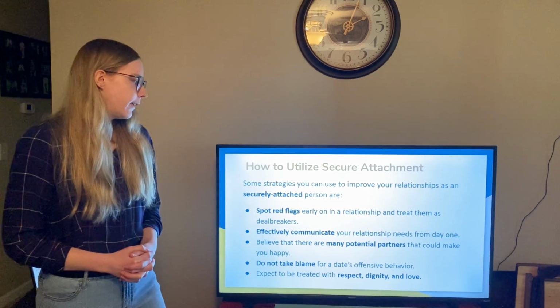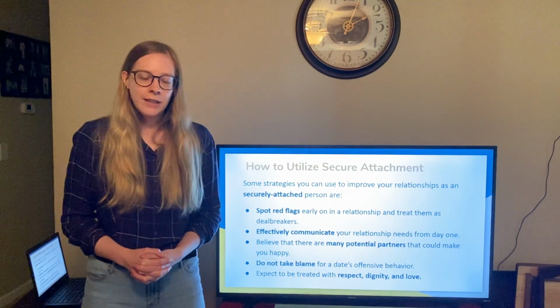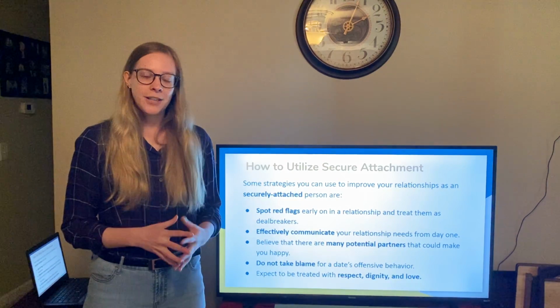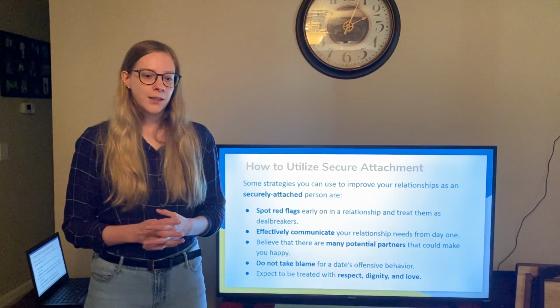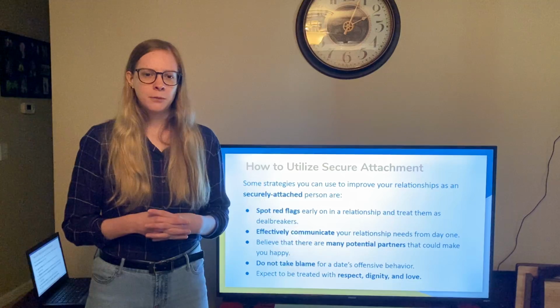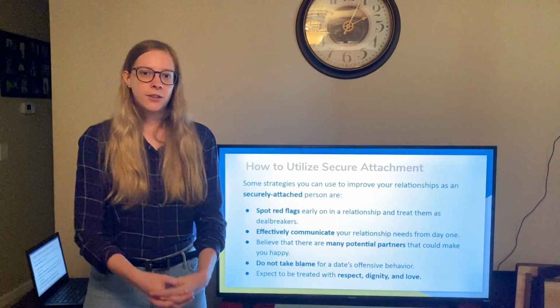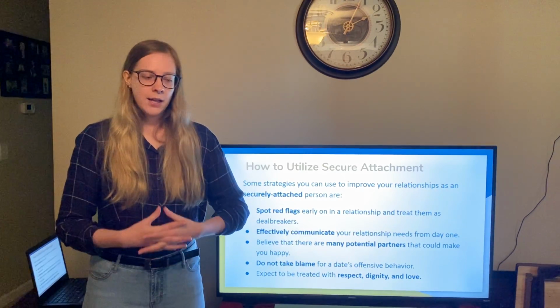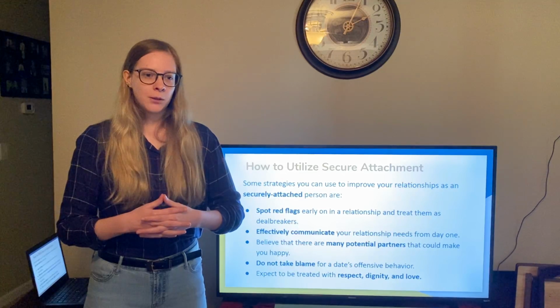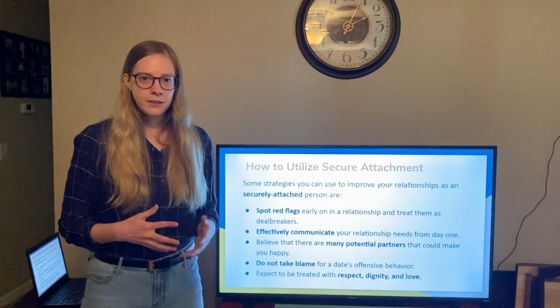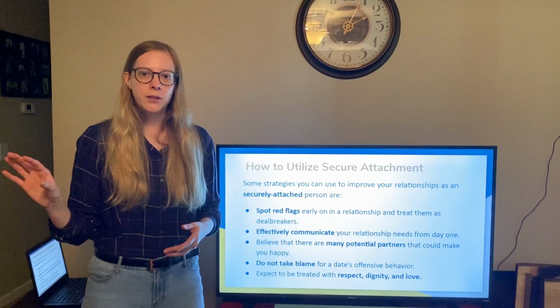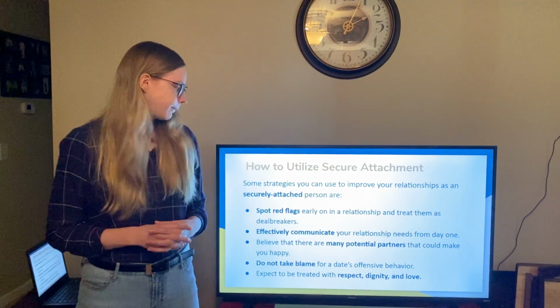Next, do not take blame for a date's offensive behavior. So if you're secure and you're on a date with someone who is avoidant, they might exhibit behaviors or be judgy towards you because you want intimacy with somebody, and don't take that as something that's wrong with you personally. When someone is offensive or rude on a date, it says a lot more about them than it does about you, so don't take that personally.